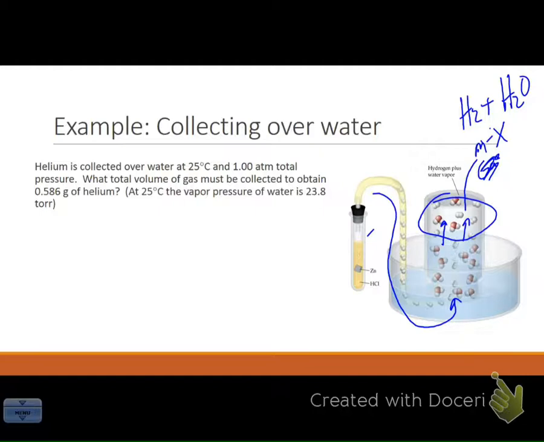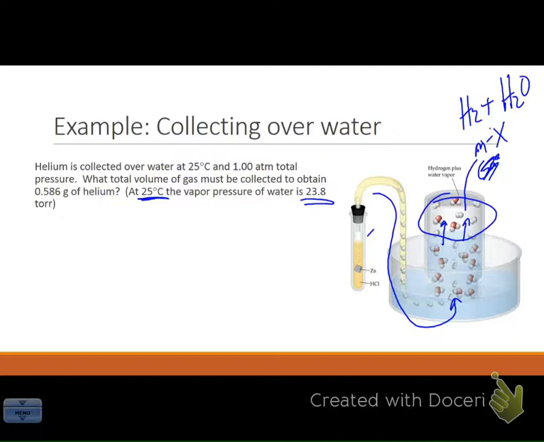The most important information to know would be the temperature. Once you know the temperature you're collecting the gas over water, you can go to a table in any chemistry handbook or chemistry appendix, and you can usually find a table that says, okay, at 25 degrees, water has this certain vapor pressure, and you just look it up. So at this temperature it is 23.8 torr.